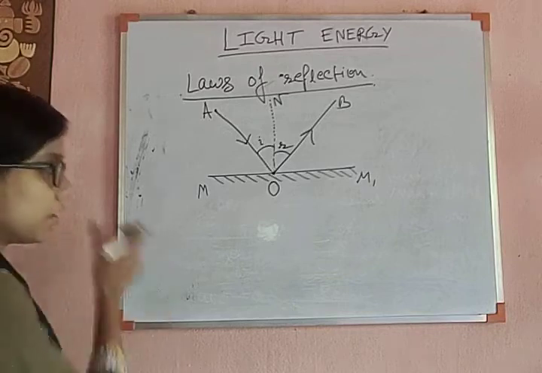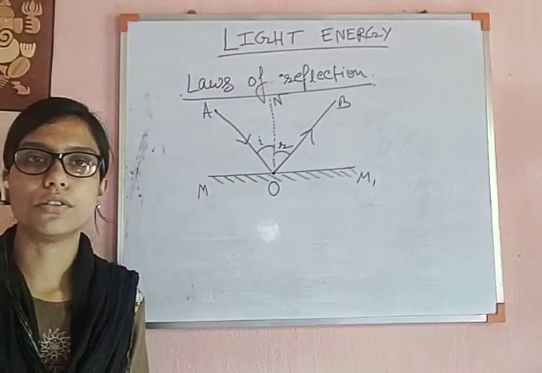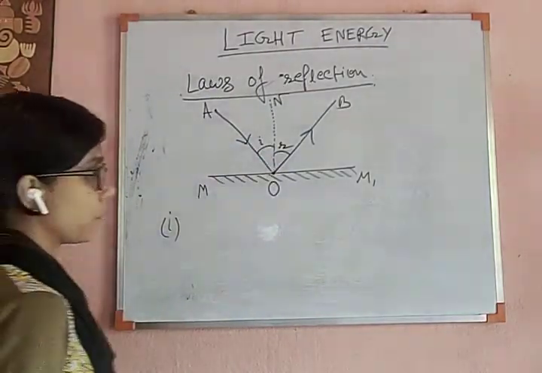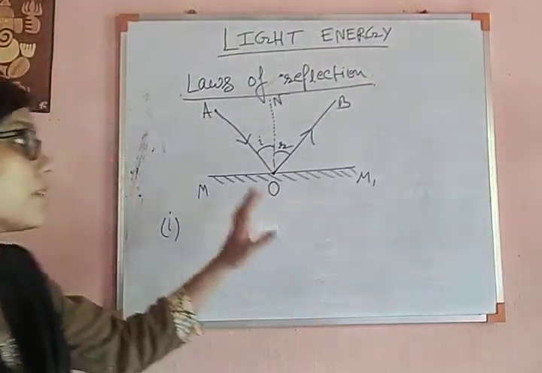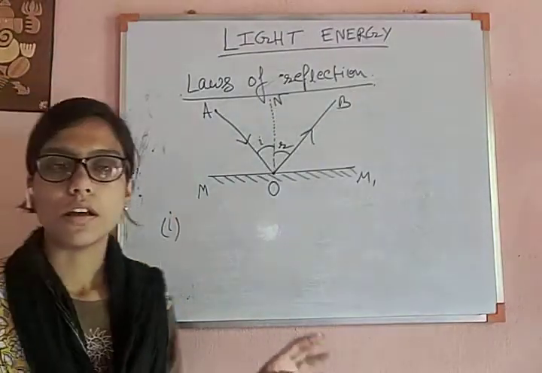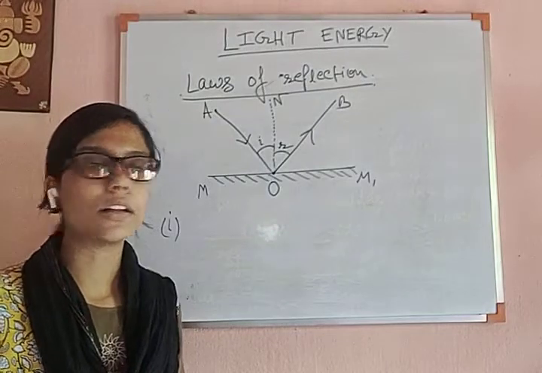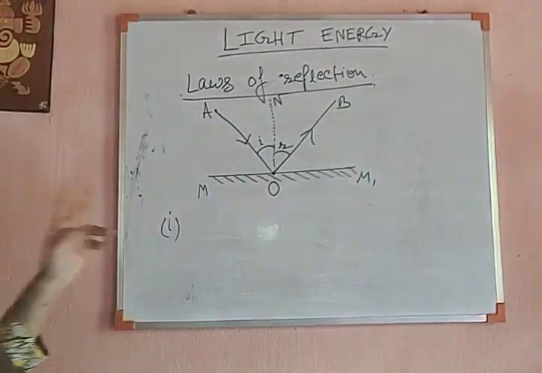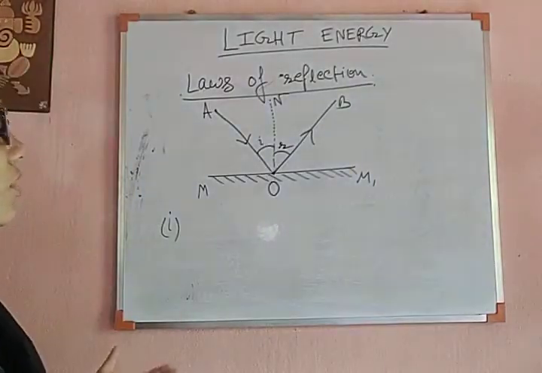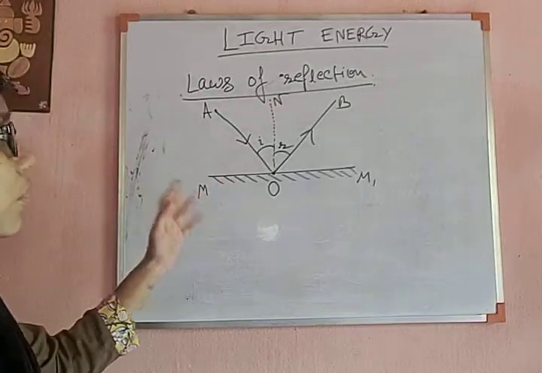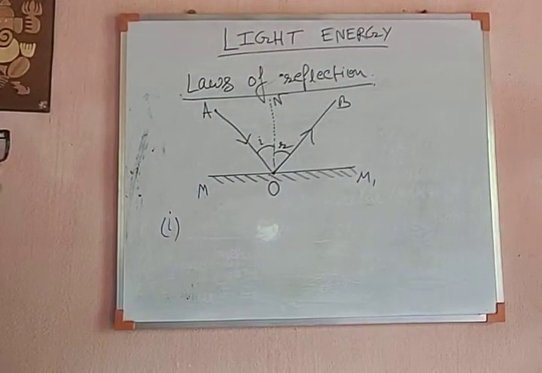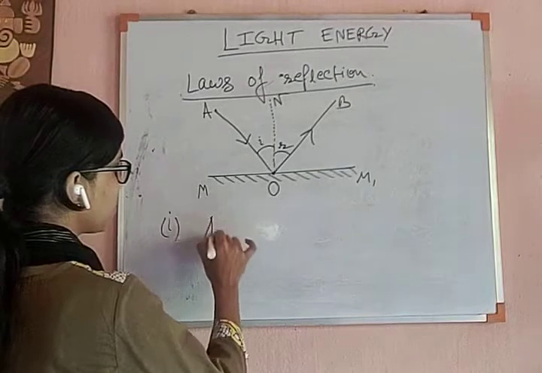So reflection of light follows two laws. The first law is that these two angles must be the same. For any shiny or polished surface this law is maintained, but for any rough surface this is not maintained. Whatever the polished or shiny surface is, it will follow the laws of reflection, that is, these two angles will be the same.